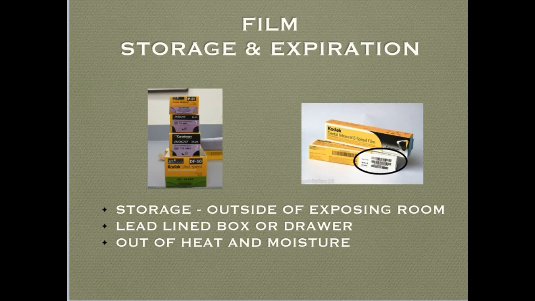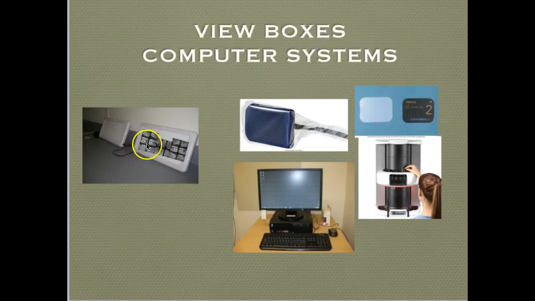If you're using film, you want to make sure that your film has not expired, that it's stored outside of the exposing room, possibly in a lead-lined box or a drawer, and that it is out of heat and moisture. If you're still using film, you want to make sure your view boxes are in good working order so you don't have to be holding this film up to the ceiling lights.